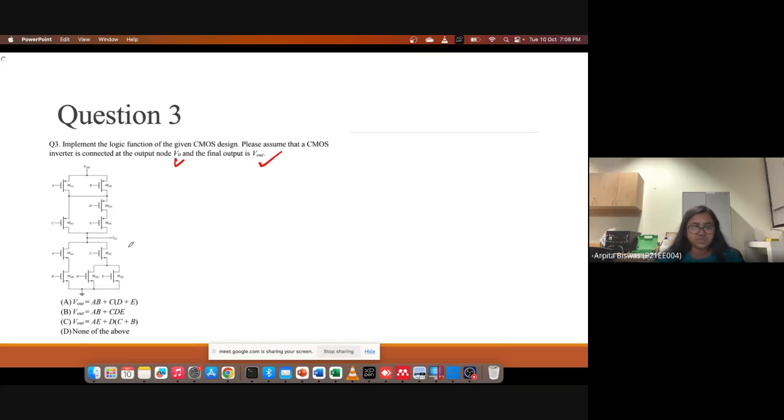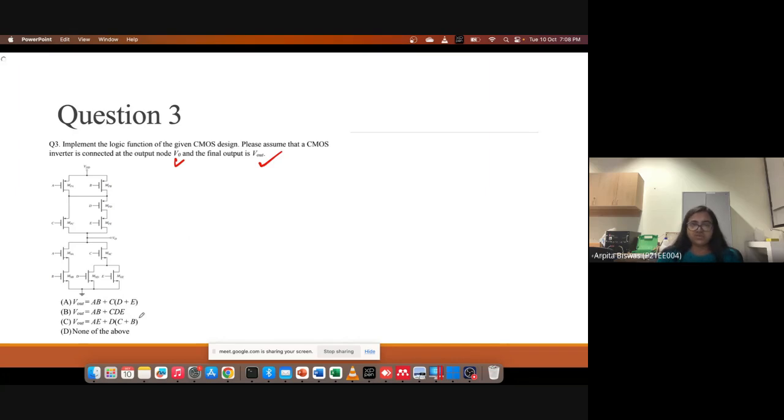So see the circuit carefully. The first option is V output equal to A into B plus C into D plus E. The second option is V output equal to A into B plus C into D into E. The third option is V output equal to A into D plus A into E plus D into C plus B. And the fourth option is none of the above. So try to solve this question.